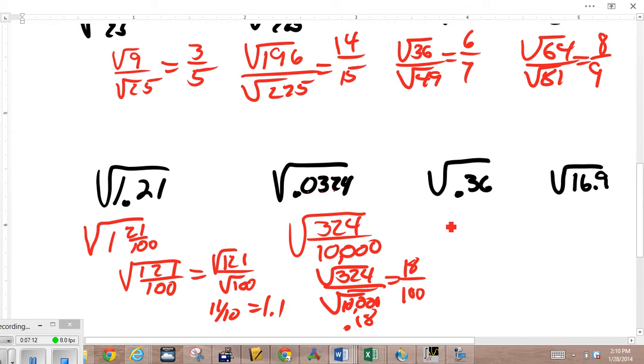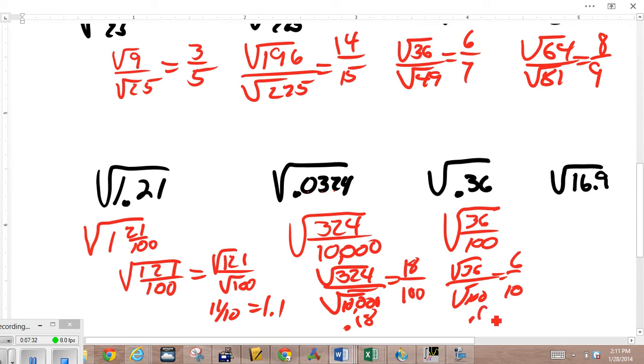0.36. Maybe at this point you can recognize it as 0.6. If you can't, you turn it into a fraction. It becomes 36 over 100, which becomes the root of 36 over the root of 100, which becomes 6/10, right? Or 0.6, okay?